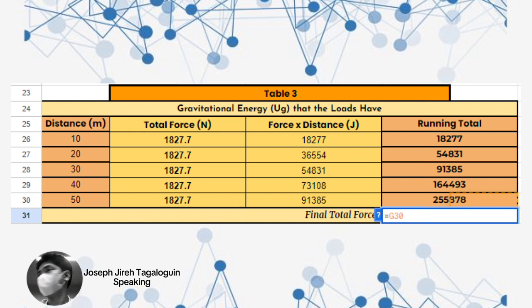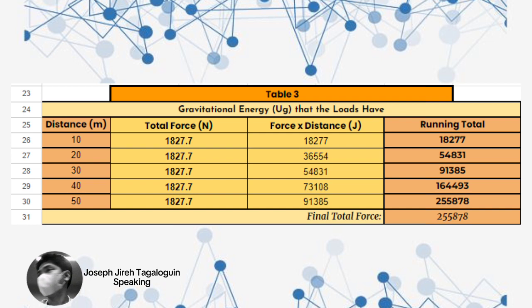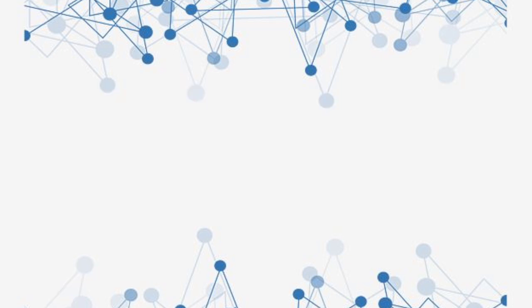Lastly, the command for final total work applied was equals G30. We then made some final changes in our dataset and finished. That's how we made our table 3. So that's how we used Google Sheets in our activity 3.1.